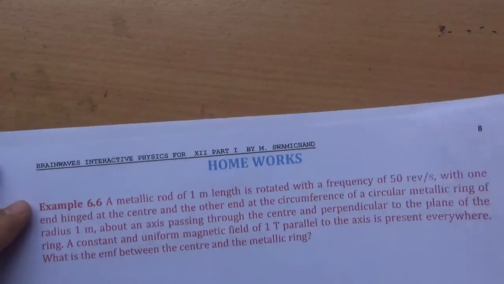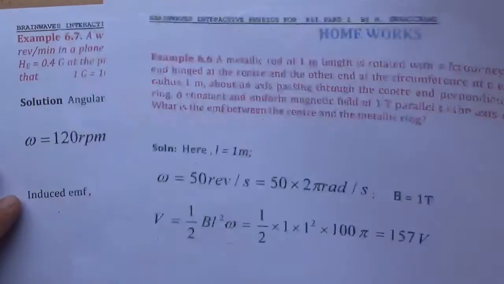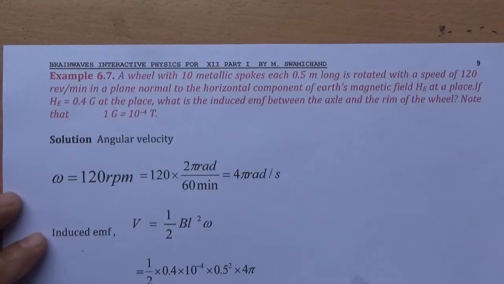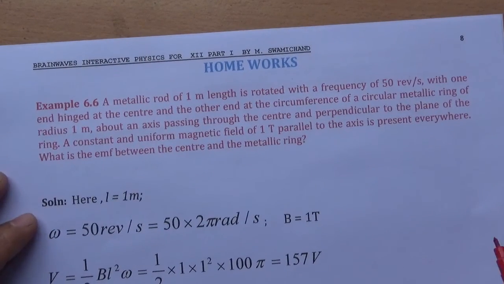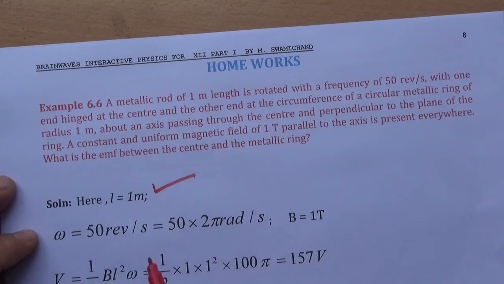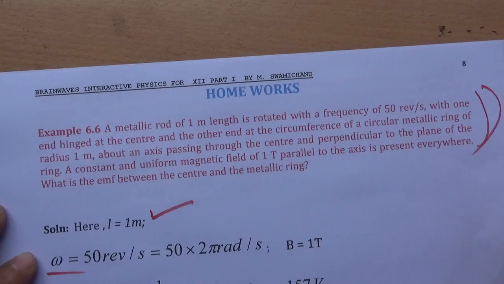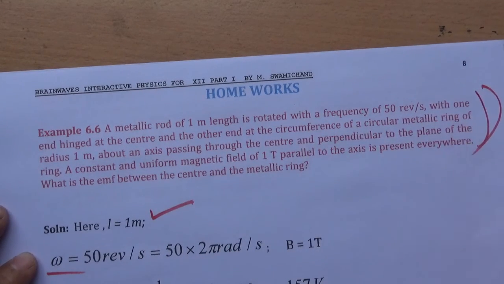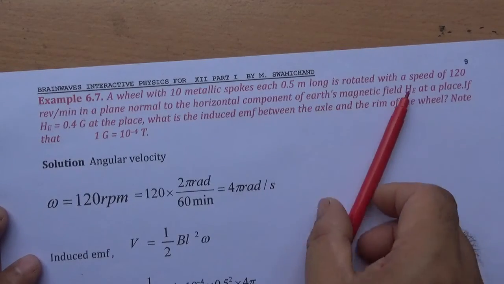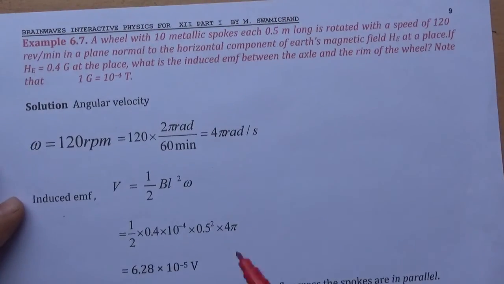So, homework section: I will give you example 6.6 and example 6.7. You only have to put some values for length and angular velocity. First read the question. The first is the EMF induced in the moving rod, and next is the EMF induced in the rotating rod. So you can try this portion at home.